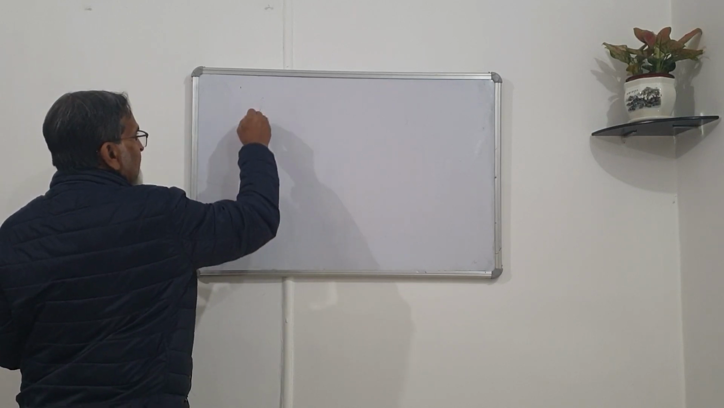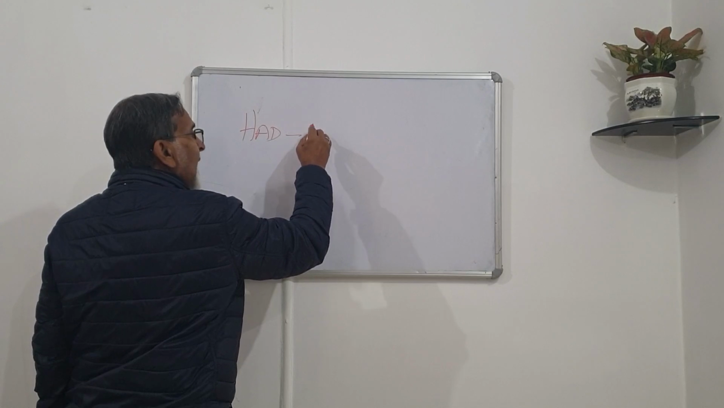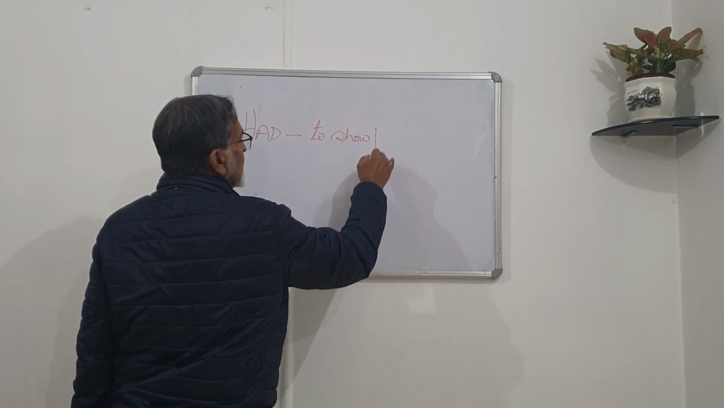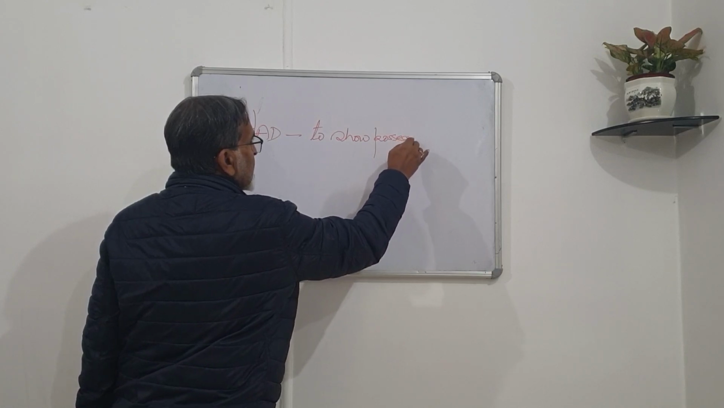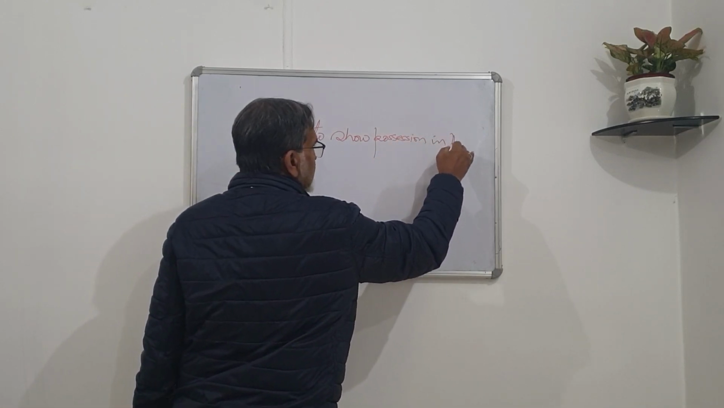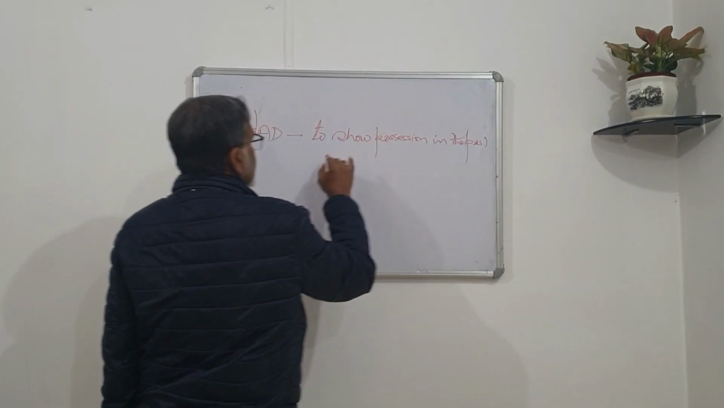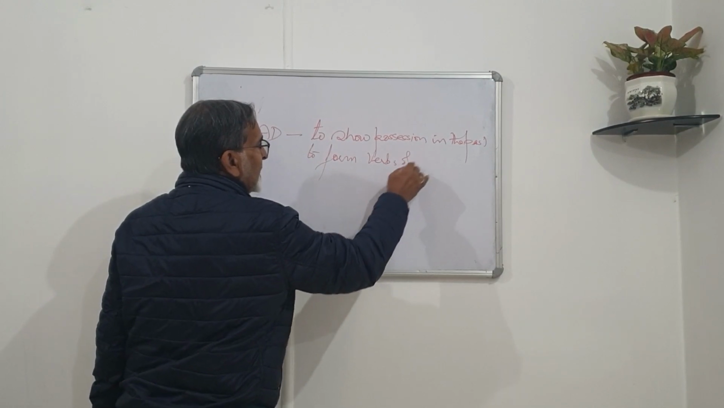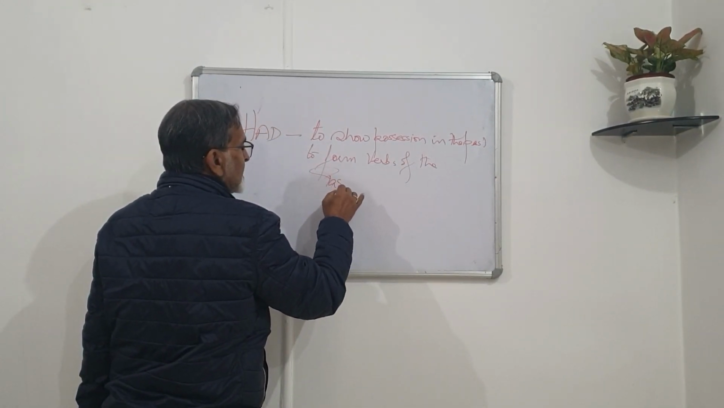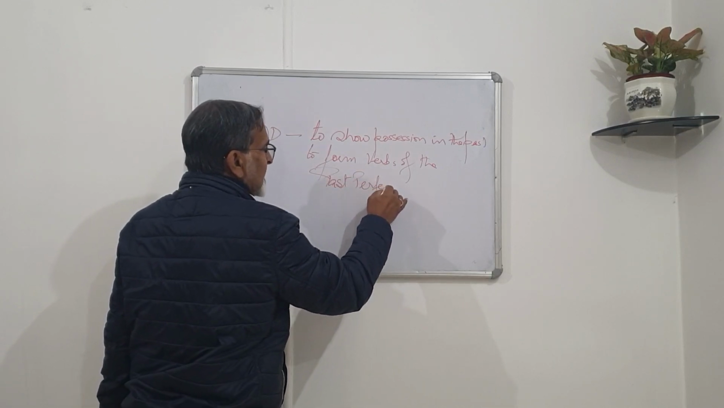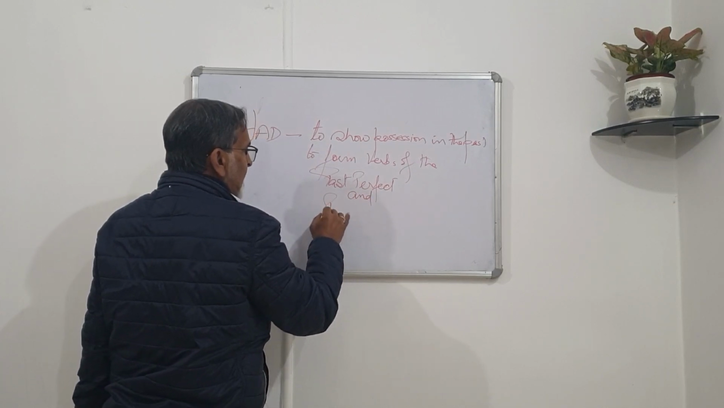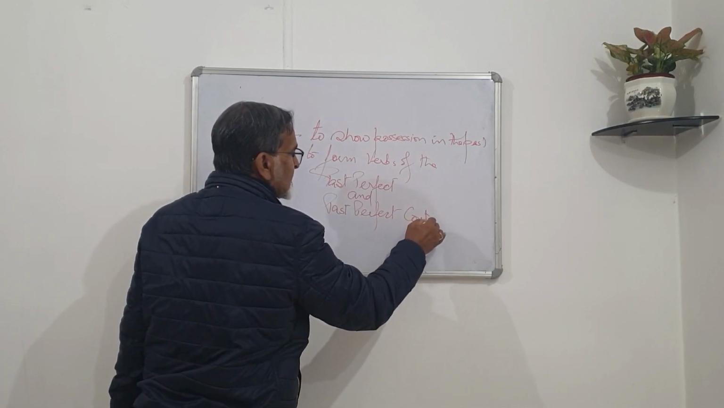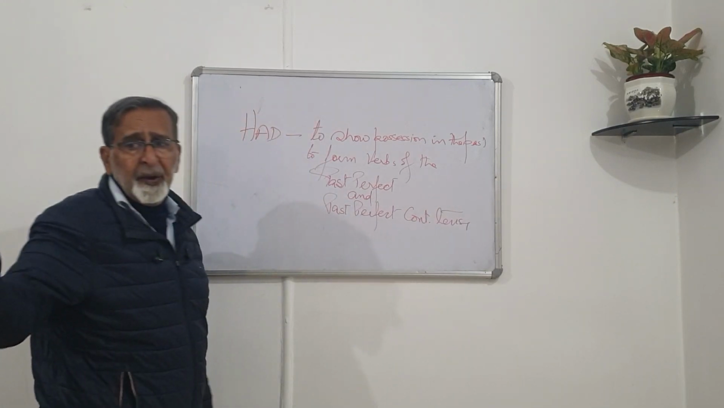Now, in the end, we have the word had. Had is used again to show possession in the past and to form verbs of the past perfect and past perfect continuous tense. You will go on later to study.